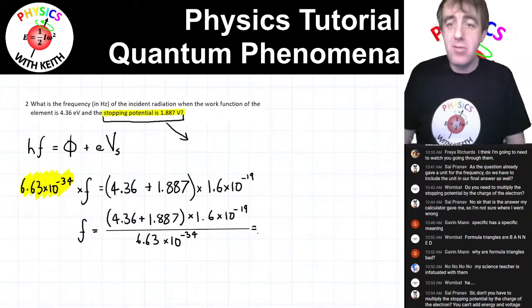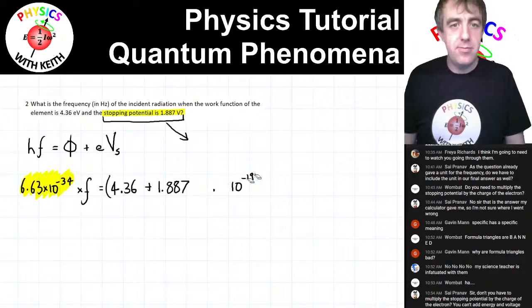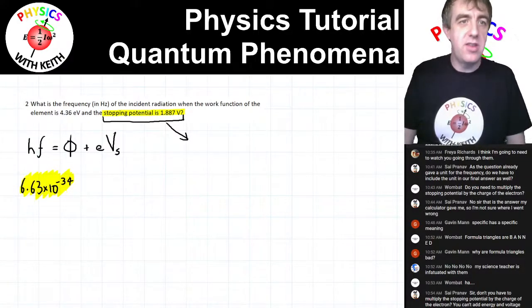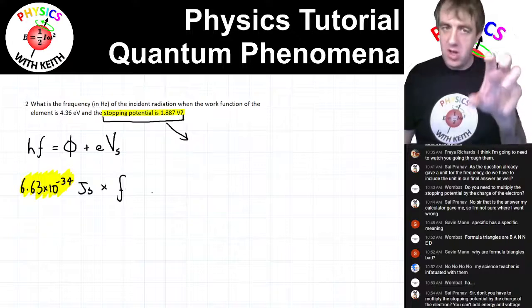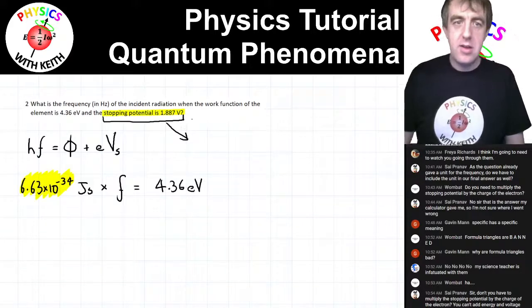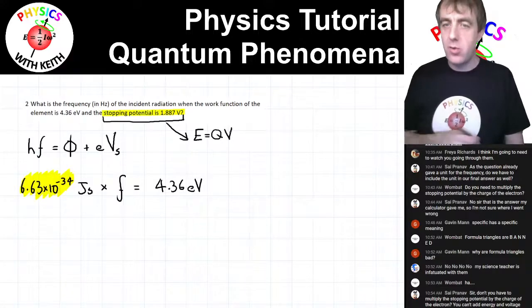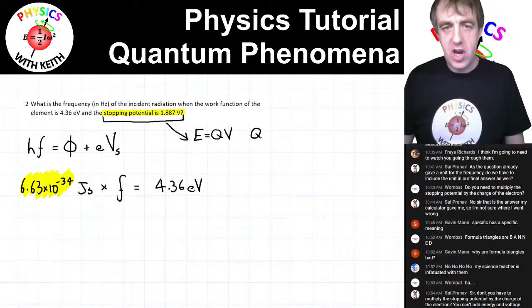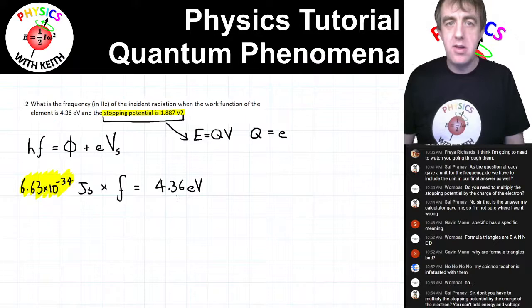It's not an energy. Yep, so let me throw some units in here, Pranav, and I'll show you why. Let's take it back a step. Let's throw some units in here. This is joule seconds multiplied by some frequency, which will be in hertz, equals. Now, this work function here is in electron volts. The energy, the work done in moving across a potential difference, is equal to this. The charge is equal to the charge on the electron. It's the electron that's moving across that gap.